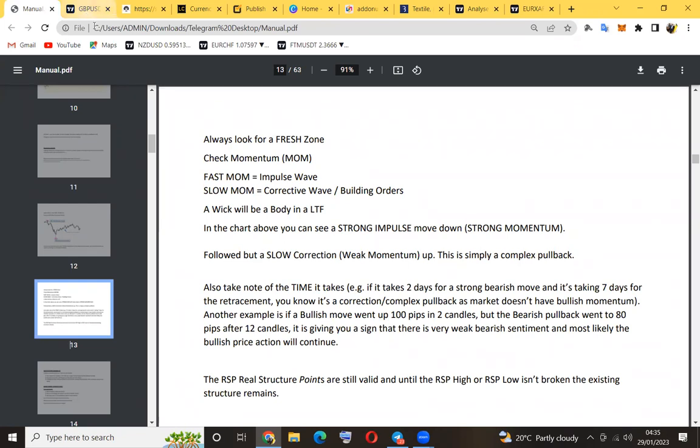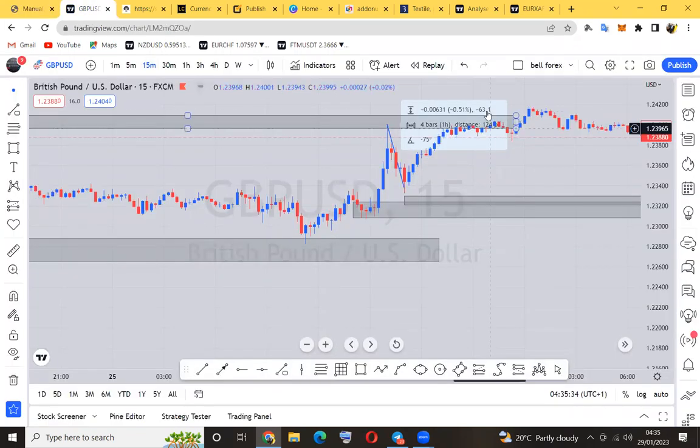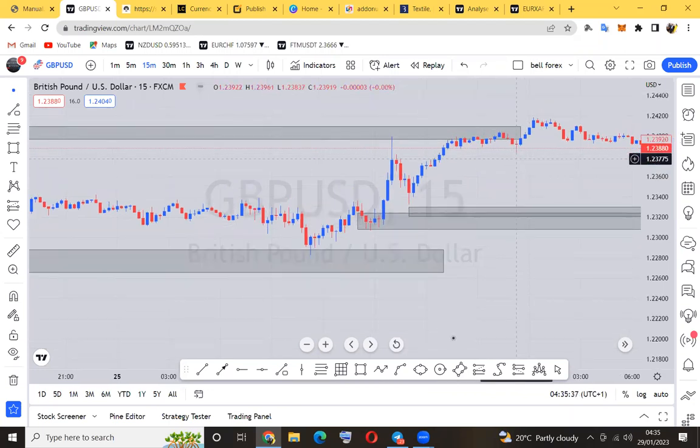This is what you people need to understand, my friends. So you come here, for example, this short movement took 45 minutes, but the pullback is taking 1 hour. It's not even able to cover the movement that has occurred. It's just a sentiment that the market will continue buying. Full stop.